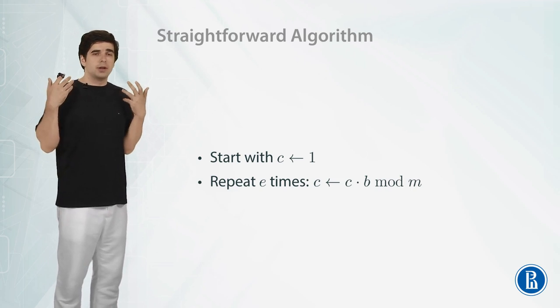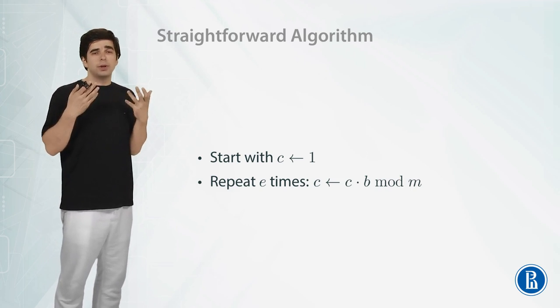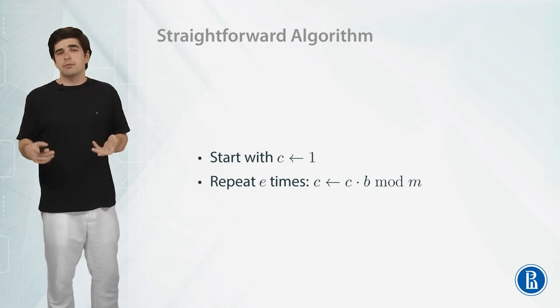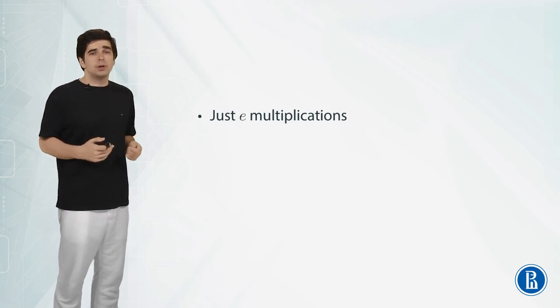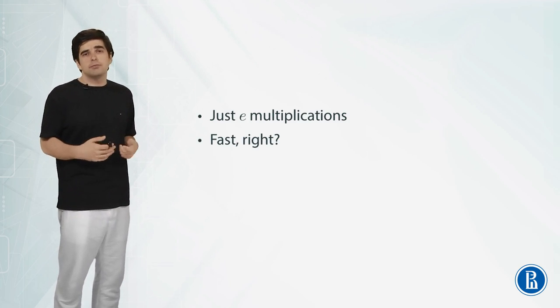We just start with assigning 1 to value of c, and then we repeat e times c is equal to c times b modulo m. And that's the whole algorithm. So we need just e multiplications, and that's fast enough, right?